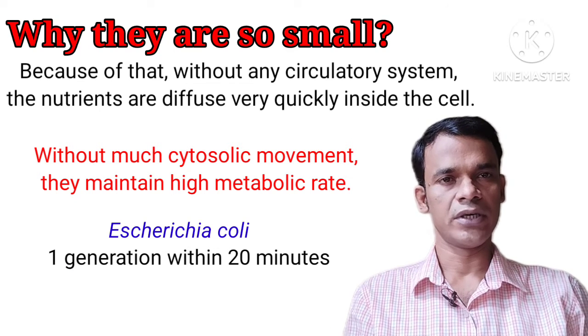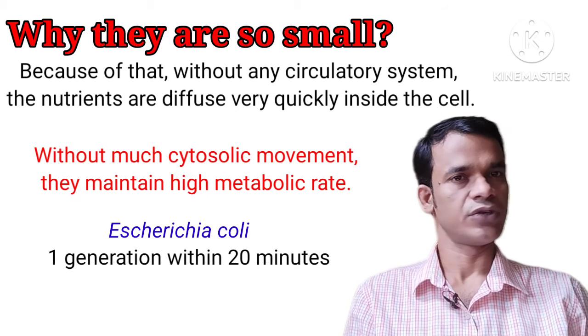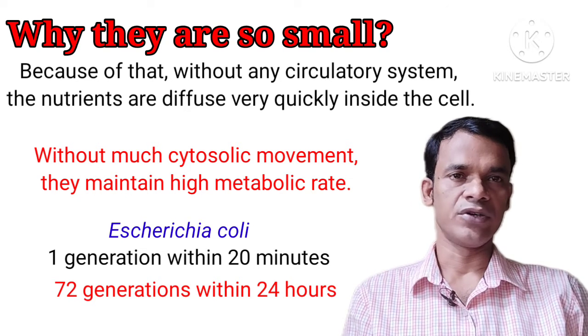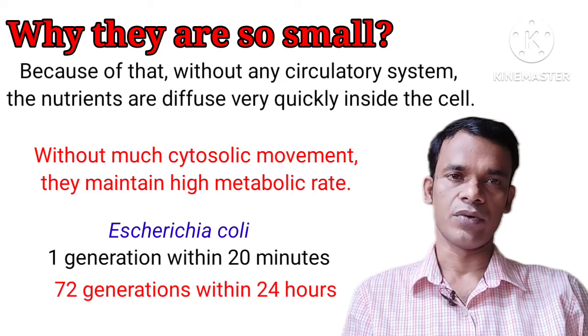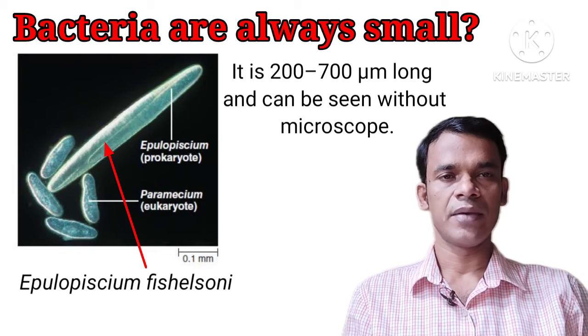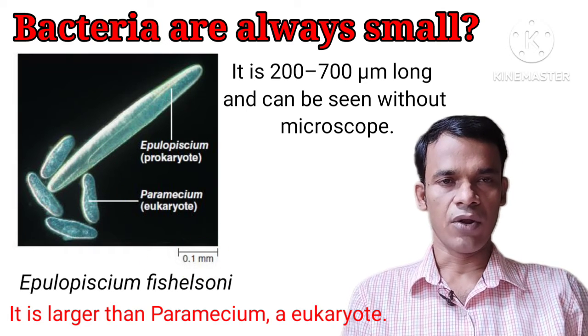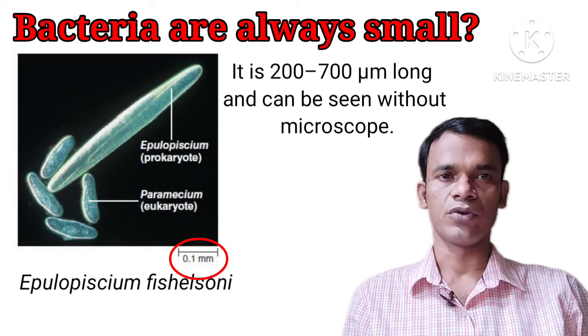For example, a normal intestinal microbial flora can complete one generation within 20 minutes. That means 72 generations within 24 hours. Bacteria are not always small. Look at this bacteria, named Epulopiscium fishelsoni. It is 200 to 700 micrometer long and can be seen without a microscope.